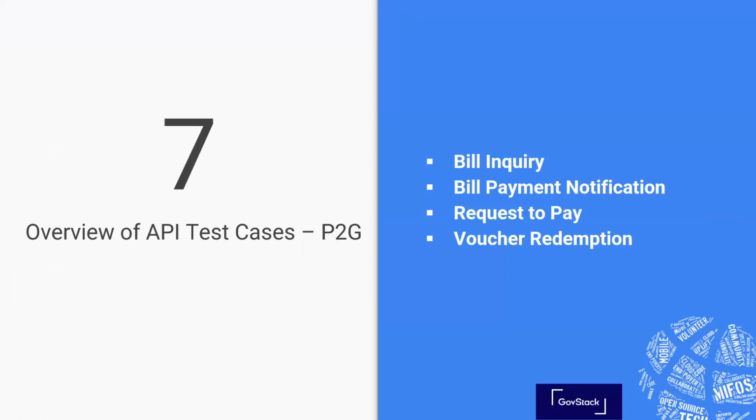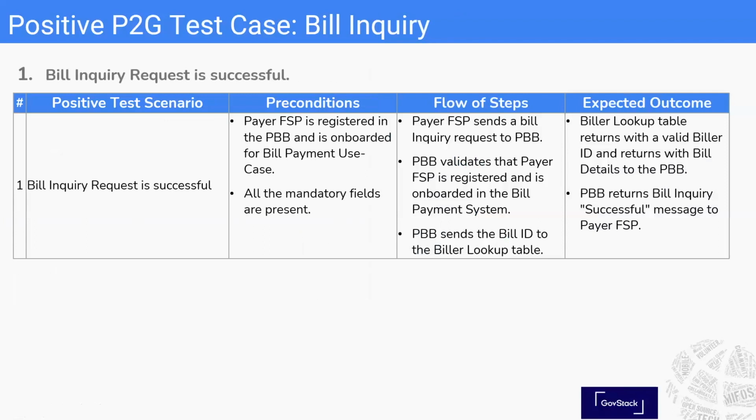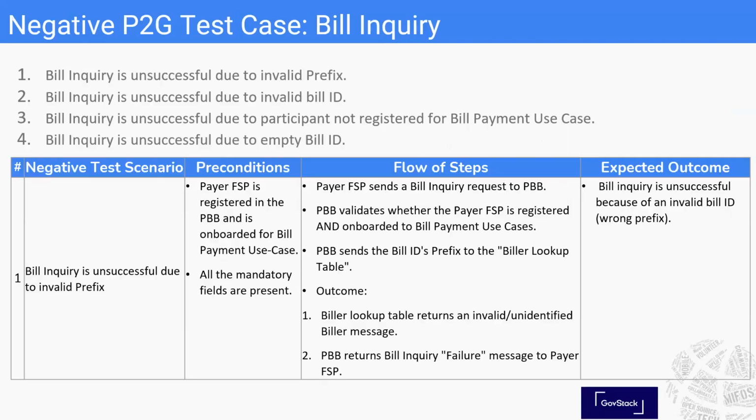So just to give you an overview of the API test cases for P2G, for example, bill inquiry request successful. The happy flow would be that all the information is correct, the bill ID that is sent is correct. It contains the correct prefix for a registered biller or an aggregator. It would return a correct response. It would return with details of the bill. So that would be a happy flow.